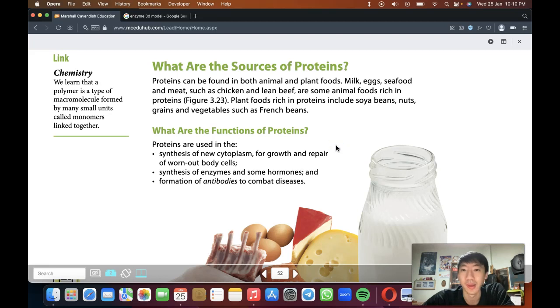Okay, what are the sources of proteins? I don't think I need to go through this, but let's just say it. Milk, eggs, seafood, meat, chicken, lean beef. Then for plants, soya beans, nuts, grains, and vegetables, etc.